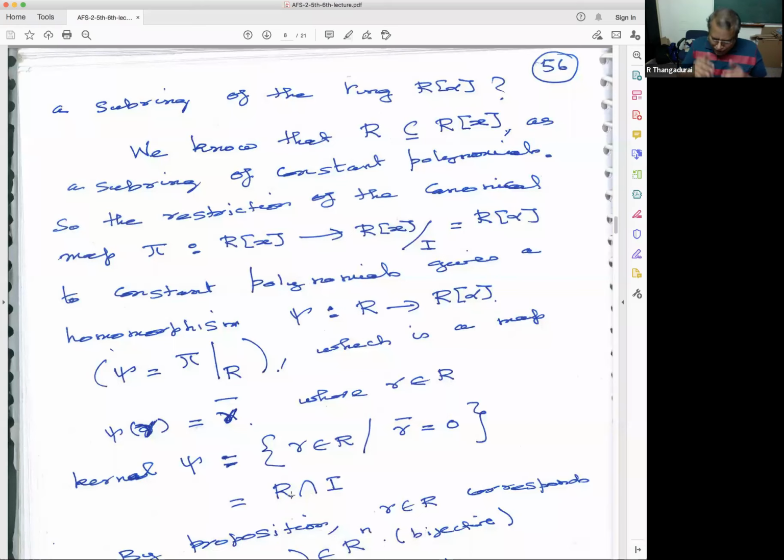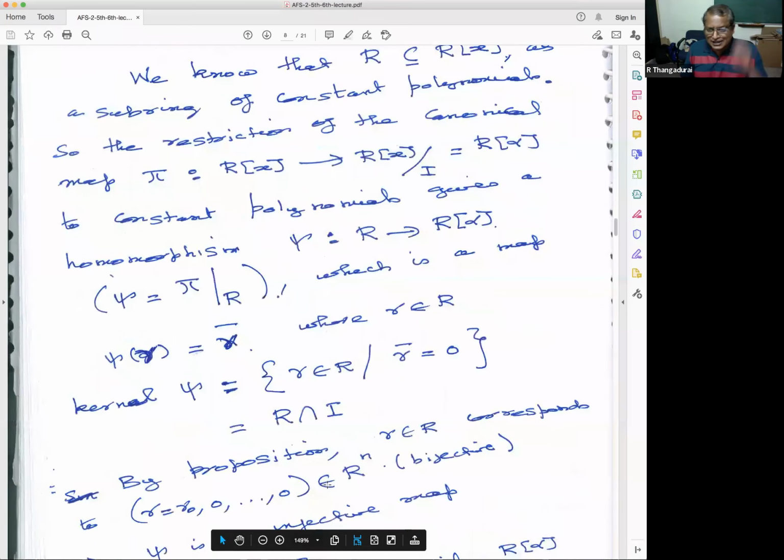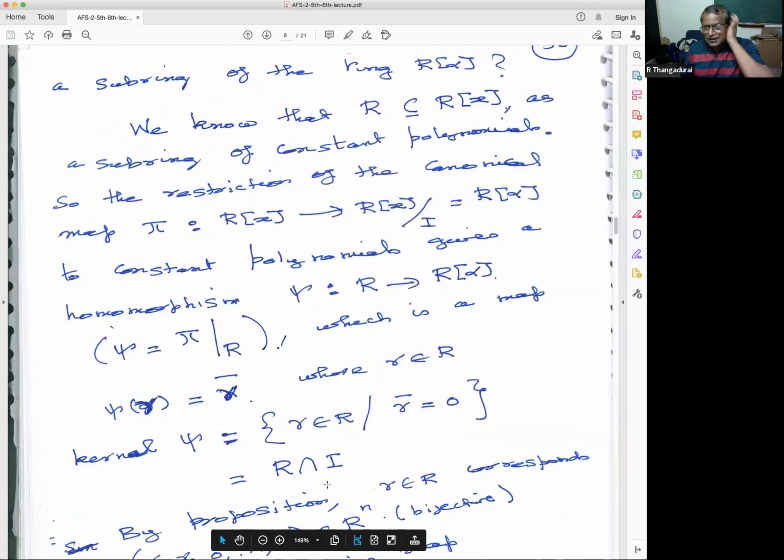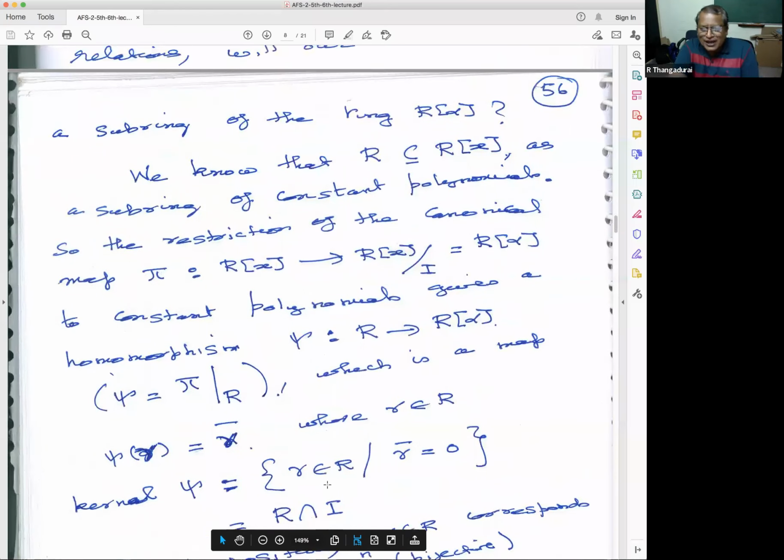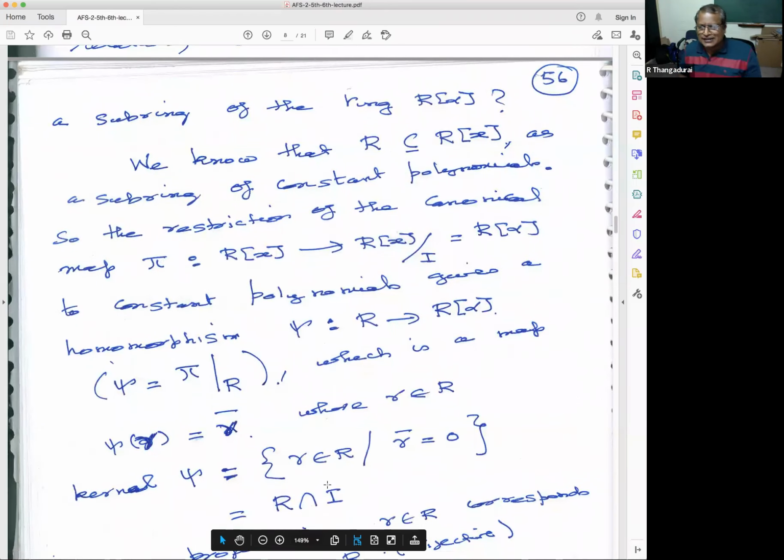Whatever R subring, you are restricting that kernel also in R to the subring. So R intersection I, what can it contain? What are the elements it can contain? What we want to say is that R is sitting inside. So it means kernel psi should be 0. That's all we want to say.